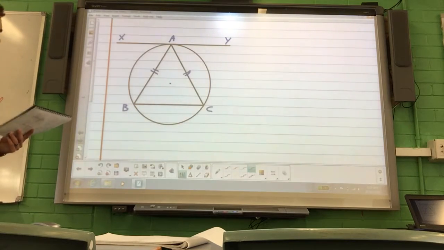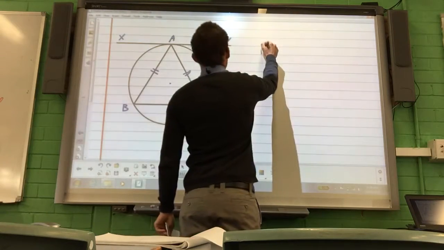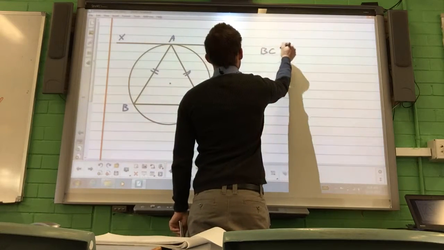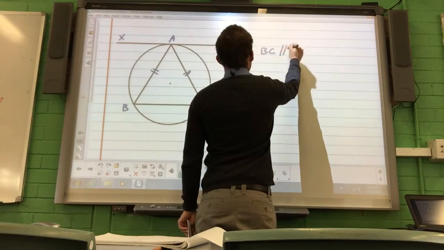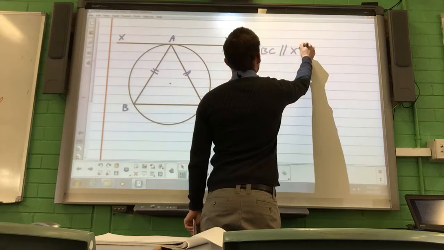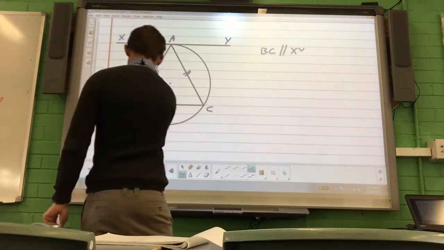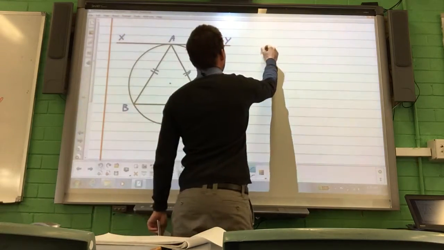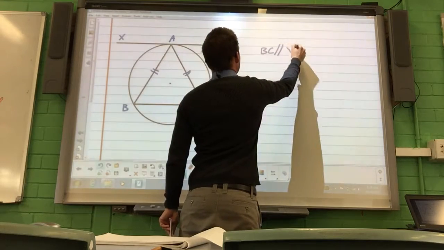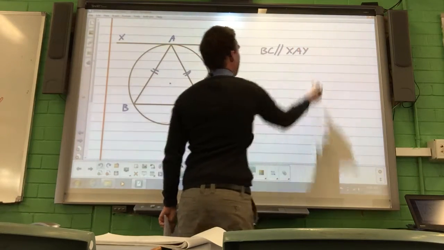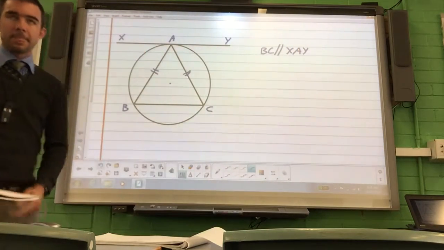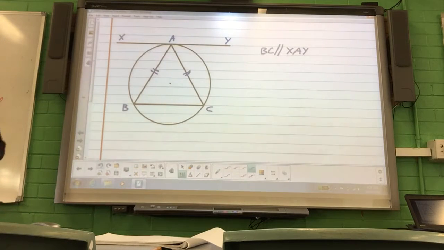We need to prove that BC is parallel to XAY. Alright, big picture. How are we going to show those two lines are parallel?